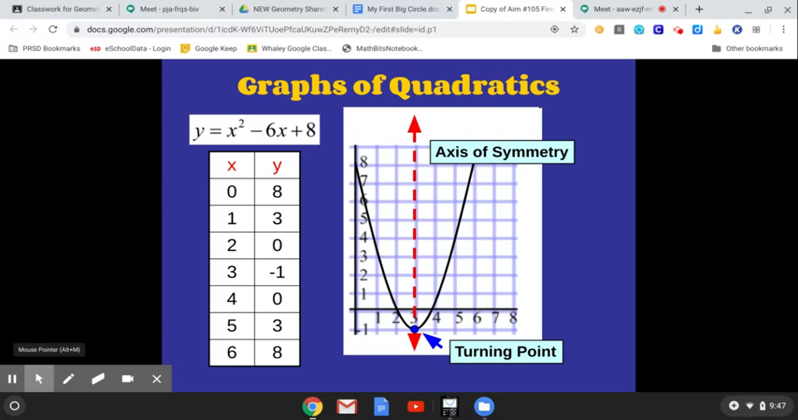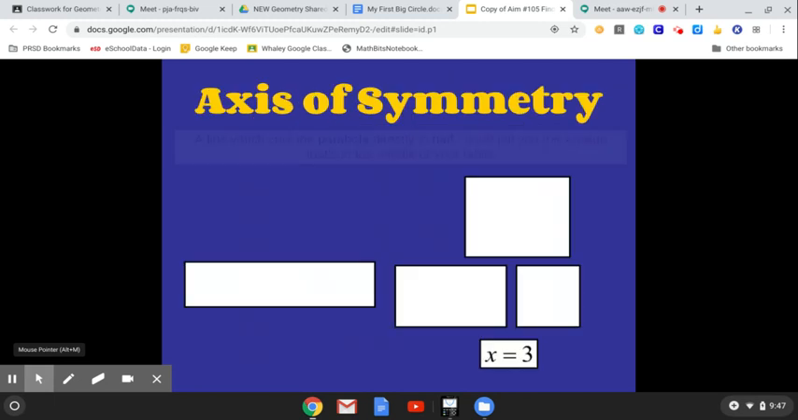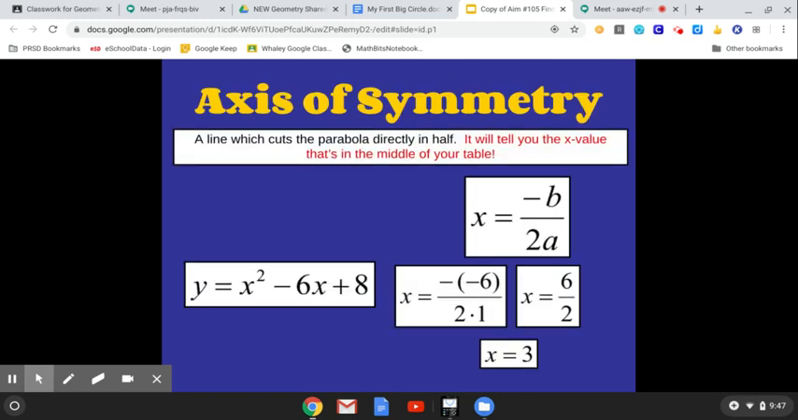All right, now let's look at really what our focus is of today. That's more of a recap of what we did yesterday. Our goal today will be to take that equation that we just saw, y equals x squared minus 6x plus 8. I just rewrote it over here. And find the axis of symmetry by hand. Now, you can do that without the graph using this formula here.